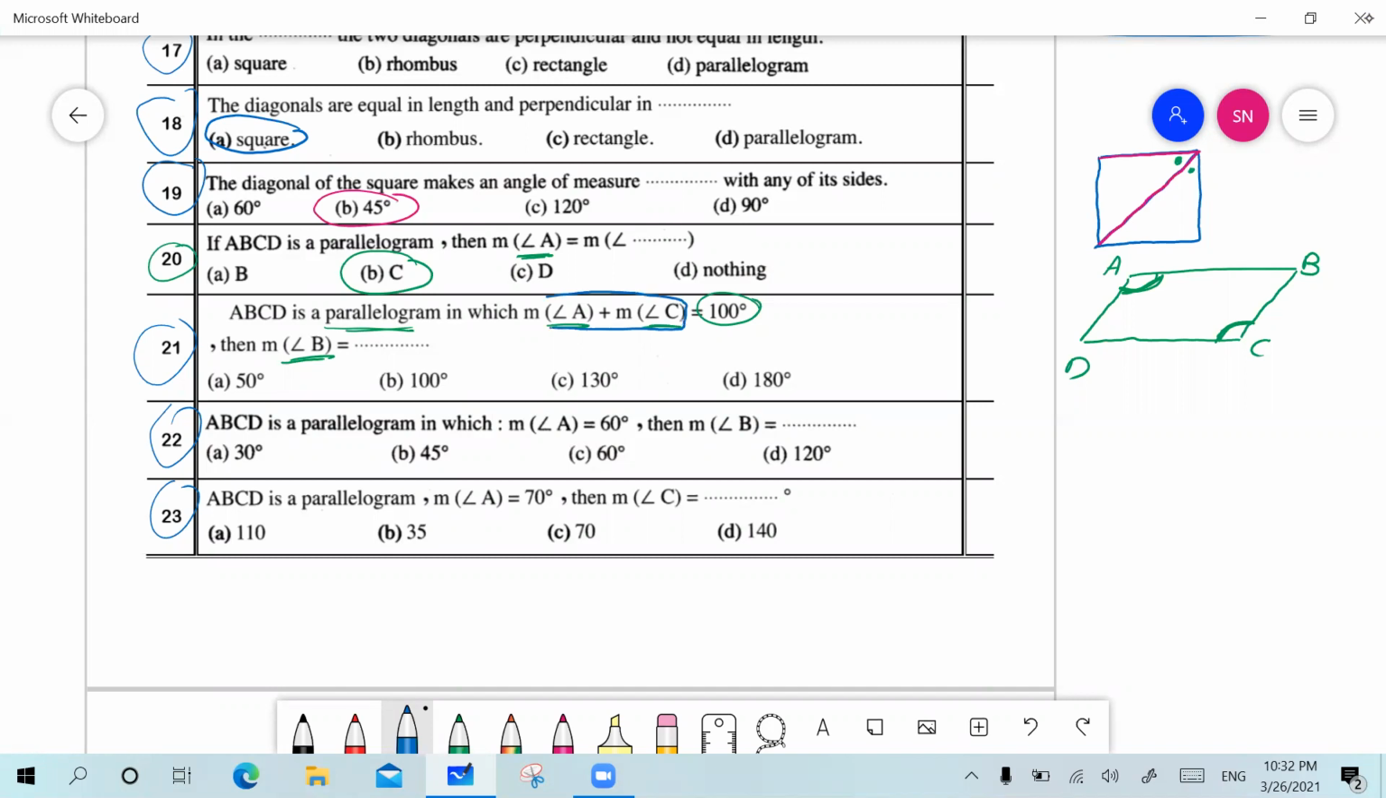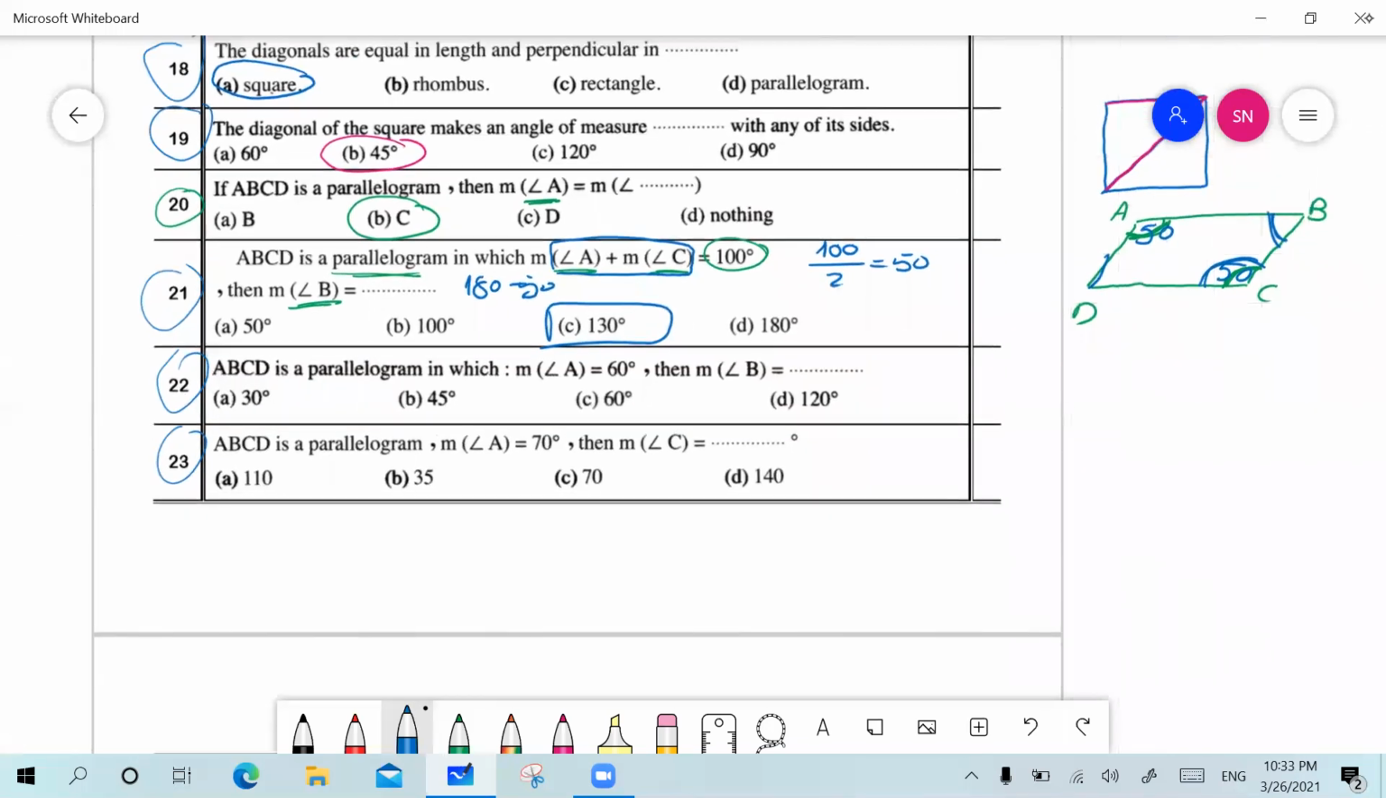Do you have another way? Since they are opposite to each other and equal, you can make 100 divided by 2 equals 50. So each of these angles is equal to 50. And the angle we are looking for, angle B, is consecutive with angle C, for example. So 180 minus 50 equals 130. The same answer as yours exactly. Okay, thank you.